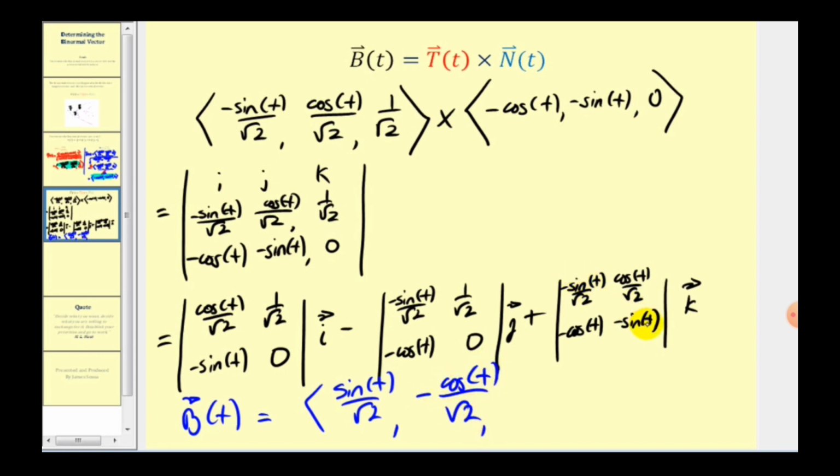Here we'll have sine squared t over square root of 2 minus a negative cosine squared t divided by the square root of 2. The numerator is going to be sine squared t plus cosine squared t. That's going to be 1. Our denominator will be the square root of 2. Let's go ahead and take this onto the next screen and evaluate this at pi over 2.